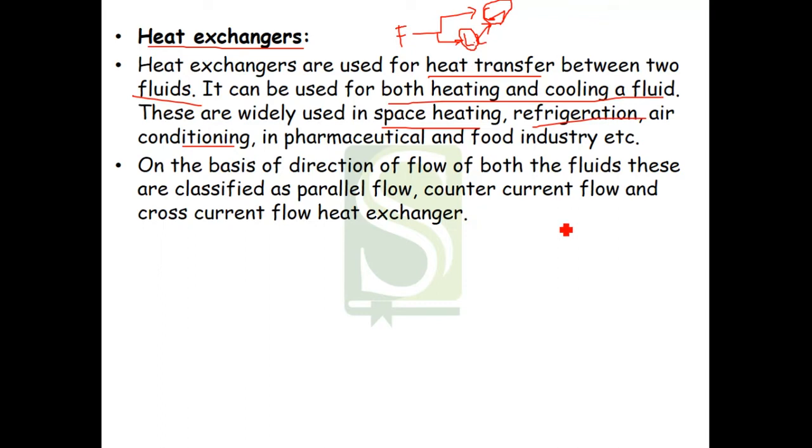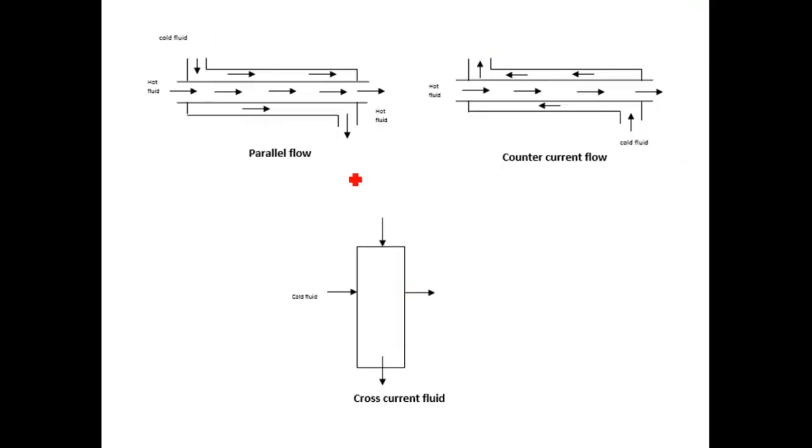On the basis of the direction of flow of both the fluids, these are classified as parallel flow, counter current flow and cross current flow heat exchangers. If you see this diagram, this shows parallel flow. Now what do we mean by parallel flow? This is the hot fluid. Suppose we want to cool this hot fluid by using a heat exchanger. We will pass this hot liquid through the inner tube and the cold fluid will pass through the outer tube, right?